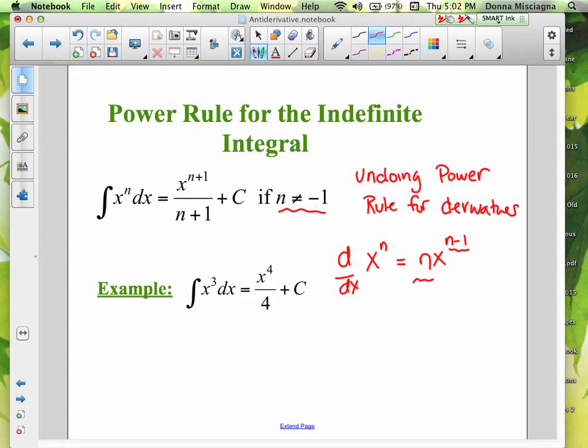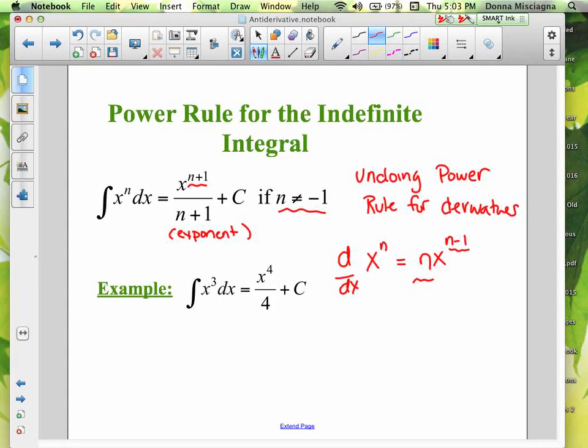Essentially, whatever this exponent is here, you're going to divide by whatever that exponent is. It undoes the fact that you moved something in front. It undoes the fact that you reduced the exponent. So for instance, the antiderivative, the integral of x cubed dx, would be x to the 4th divided by 4 plus our constant. Can't forget our constant. Okay?